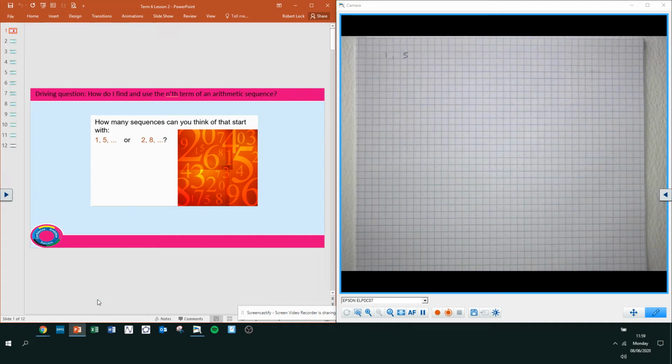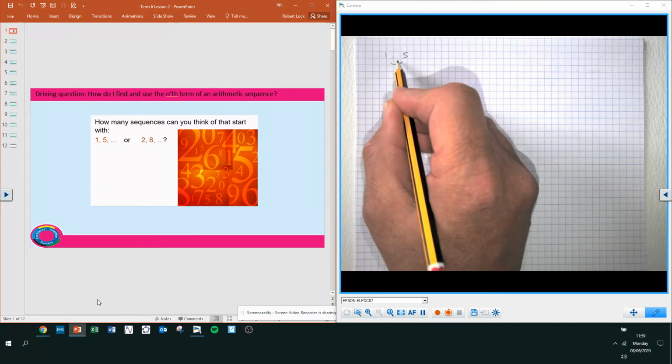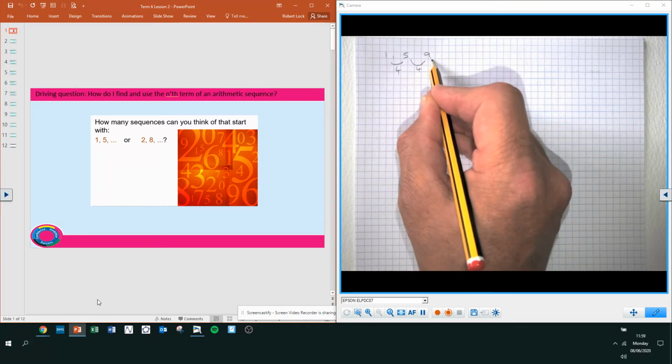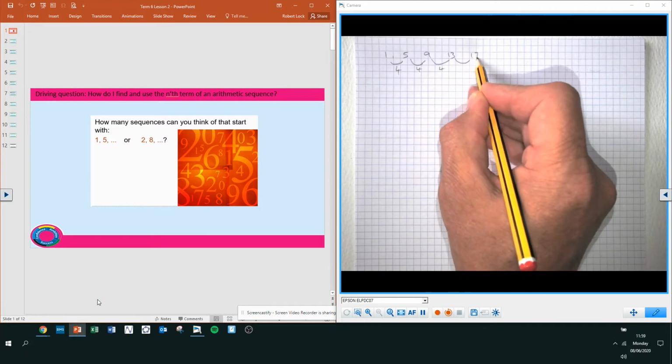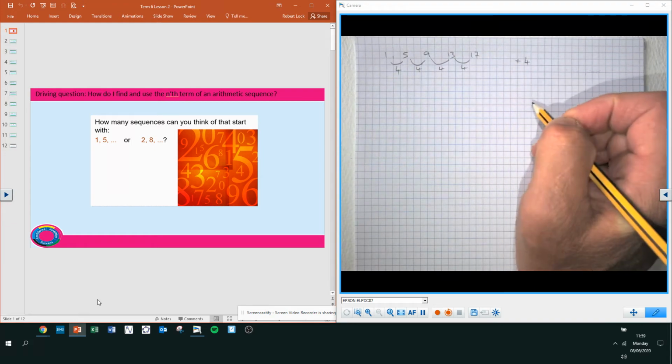Well, straight away we know the difference between 1 and 5 is 4. So we add 4 to 5 makes 9. And again we do the same, it makes 13. We do it again, it makes 17. So what we've done is adding 4. So the sequence here, we've just added 4.